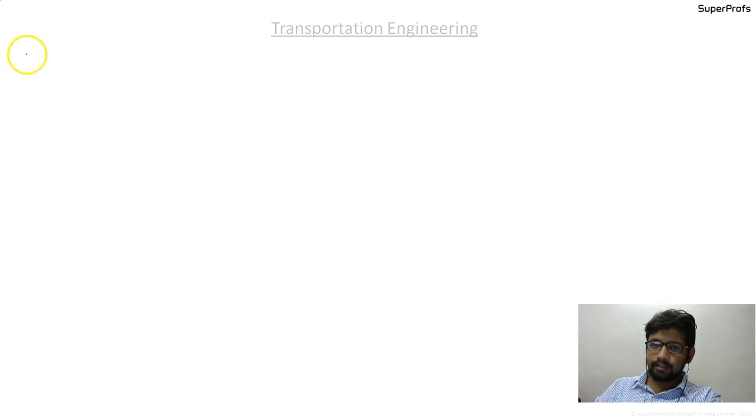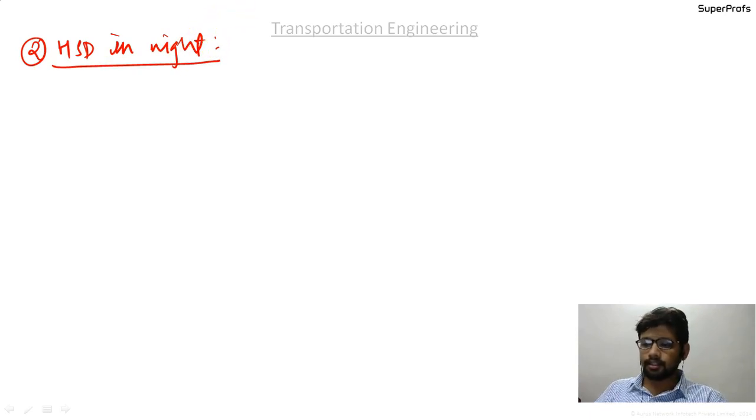So the second design criteria is headlight sight distance in the night. The reason is that the vehicle in a valley curve moves like this. Suppose this is the vehicle.